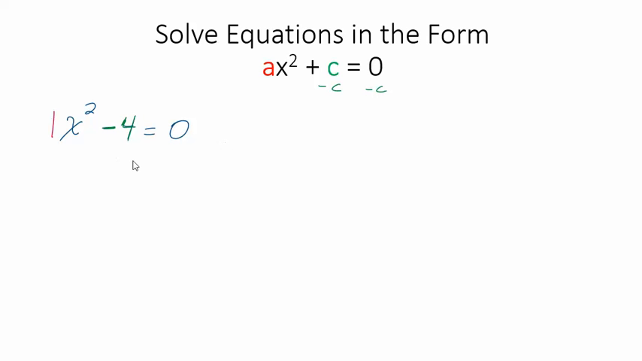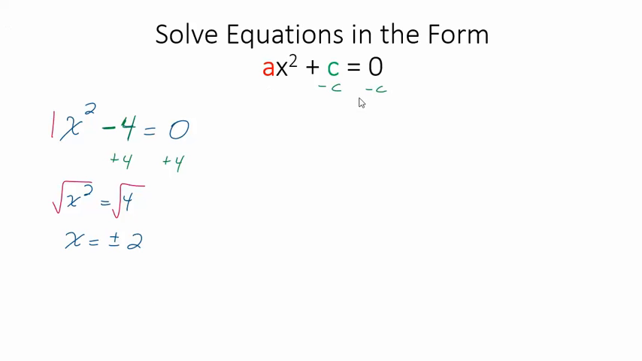So in our case, we're going to add 4. We're going to add the opposite, and we're going to get x squared equals 4. And then take the square root of both sides. Now, if there was a number in front of this x squared, we would want to divide it over. But there's no number there, so we'll just take the square root, and we end up with x equals plus or minus 2, and we're done.